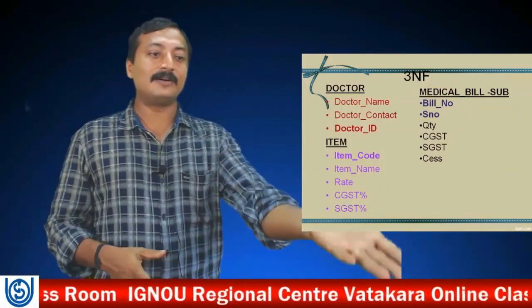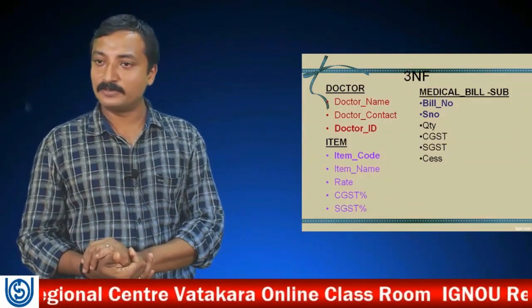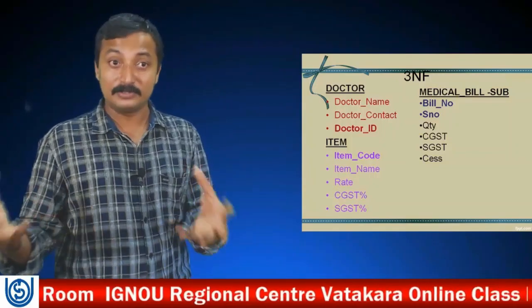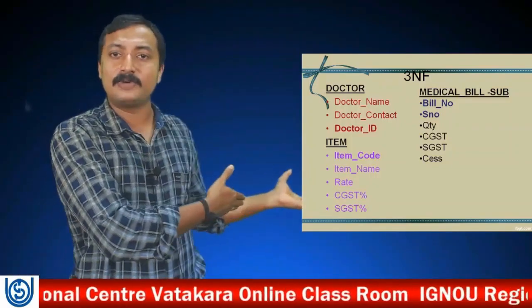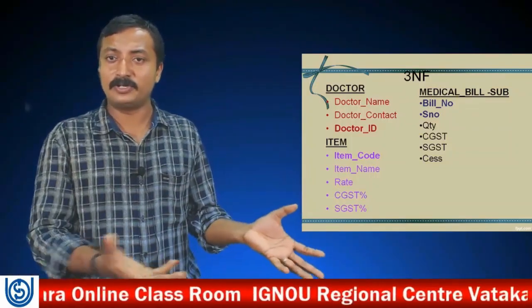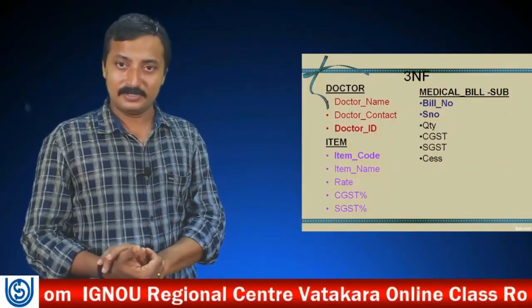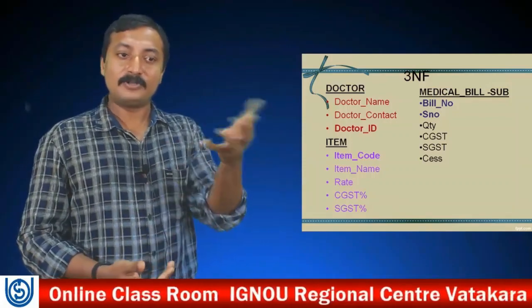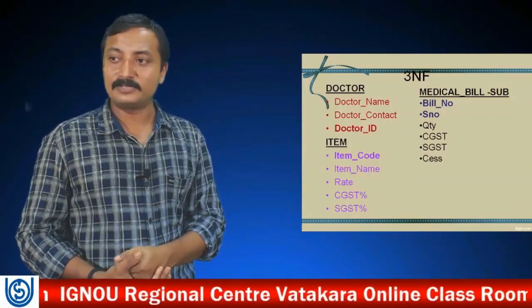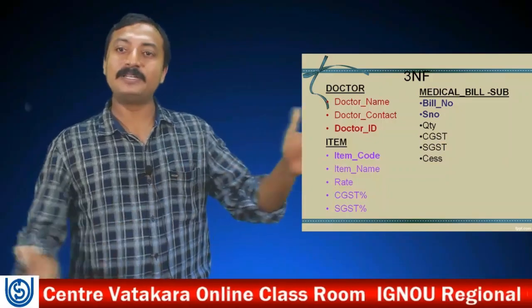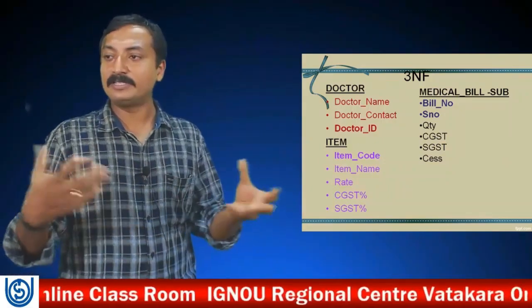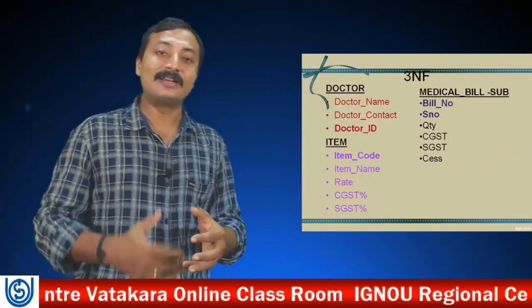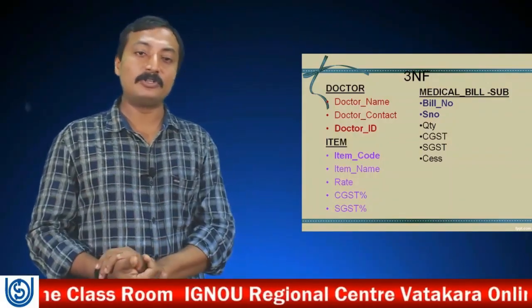Then the third table, item itself. If a new item is introduced into the market, you can directly enter the details into the item table. There is no need of purchase or customer. Then, what happened to our medical bill table? We again split that table into bill number, quantity, CGST, SGST, etc. These are the methods by which we convert this second normal form table into third normal form.